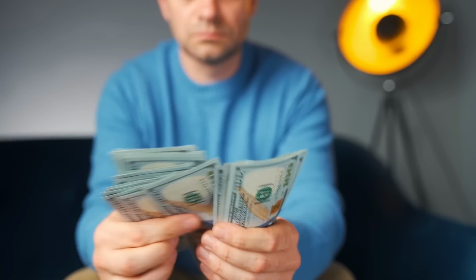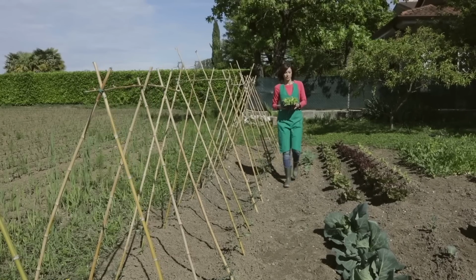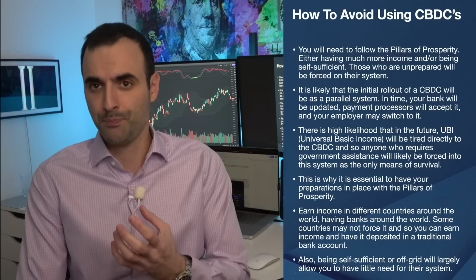Well, you will need to follow the pillars of prosperity, either having much more income and/or being self-sufficient. Those who are unprepared will be forced onto their system. It is likely that the initial rollout of a CBDC will be as a parallel system. In time, your bank will be updated, payment processors will accept it, and your employer may switch to it.